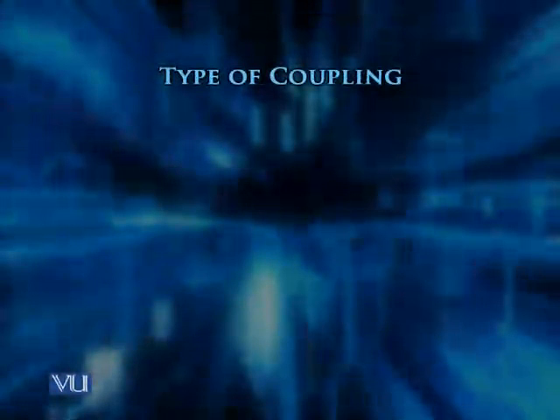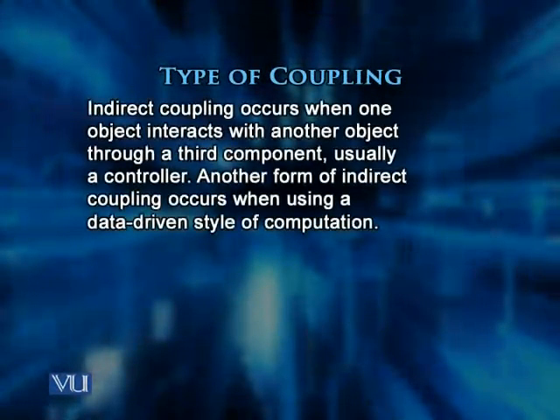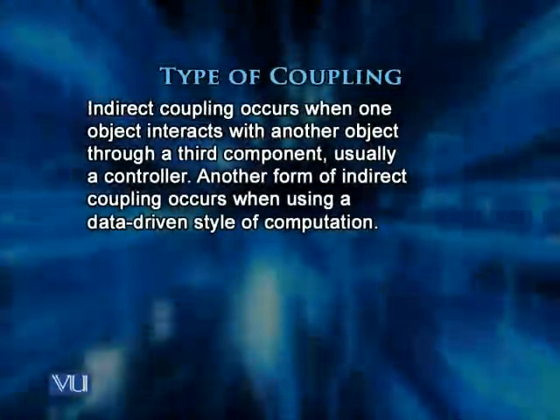Let's now talk about different types of coupling. Indirect coupling occurs when one object interfaces with another object through a third component. So we have a third party communicating between two components. This is the most desirable form of coupling, or shall I say, this is the example of loose coupling, because two components are communicating with each other, yet they are not communicating directly. They are talking through a third party. Another form of indirect coupling occurs when using data-driven style of computation.